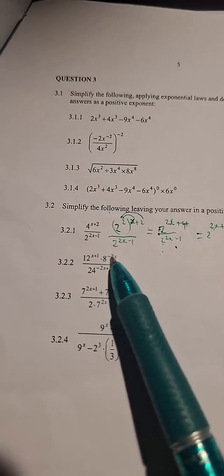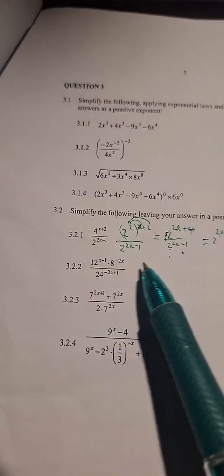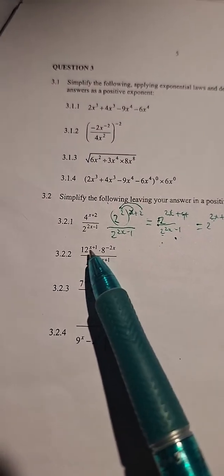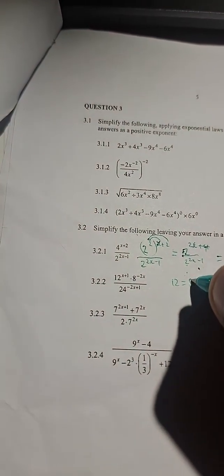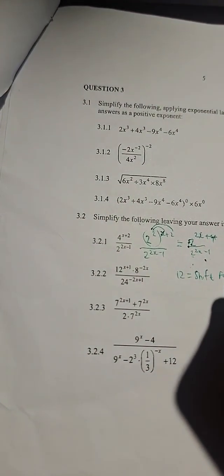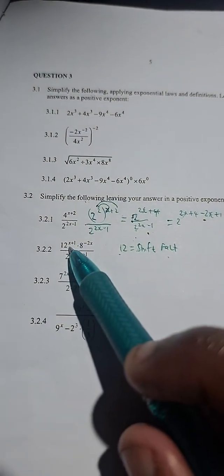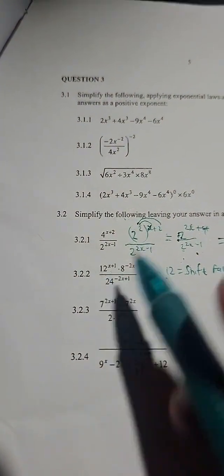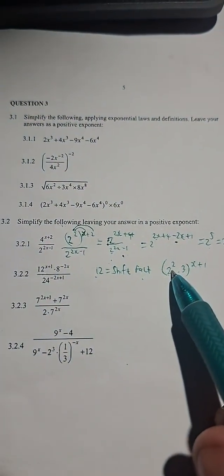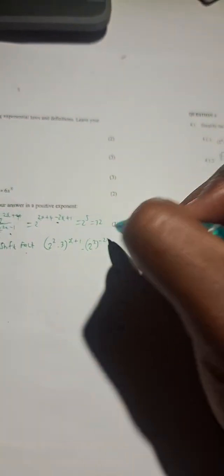This is still multiplication and division. There's no addition or subtraction in the mix. So that means we change 12 using that calculator skill. You just say 12 is equal to shift factor, and you get 2 squared times 3, all raised to the power x plus 1. 8 is 2 to the power 3, all raised to the power negative 2x.